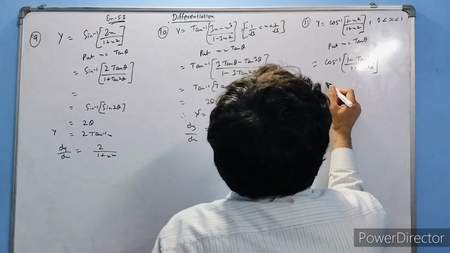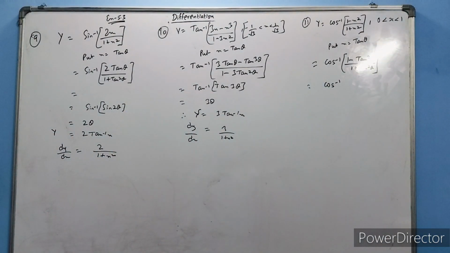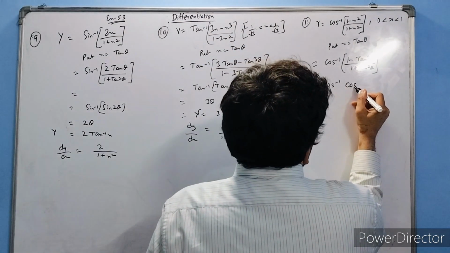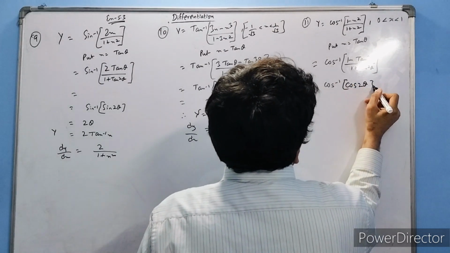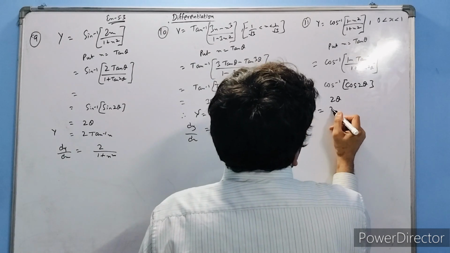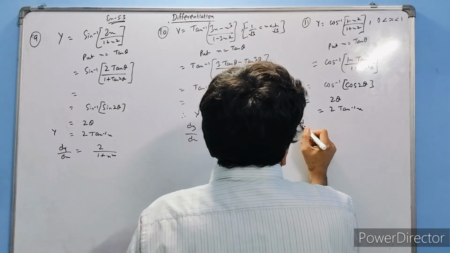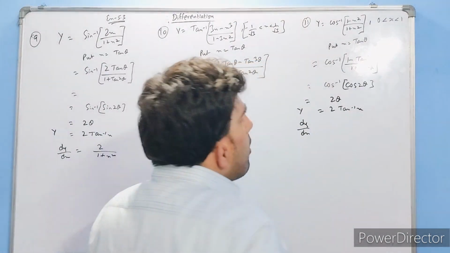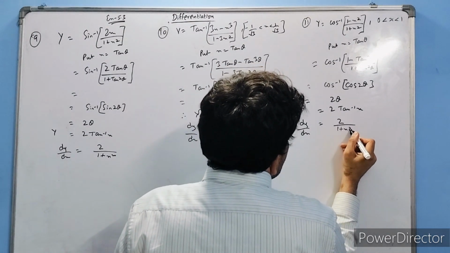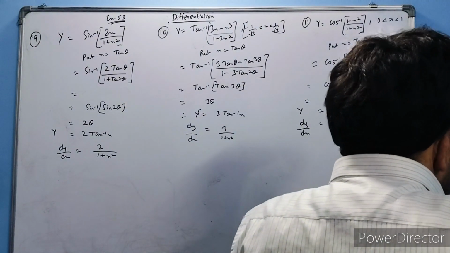Okay, so now we have cos inverse, that is, now we'll have this, that is cos 2 theta. So we have 2 theta, so we can write 2 tan inverse x. Now why is this? So dy by dx will be 2 upon 1 plus x square. So we have solved the 11th numerical. Let us try to solve the 12th.